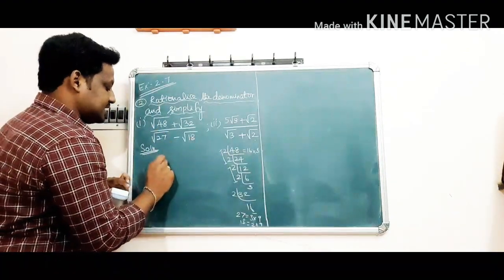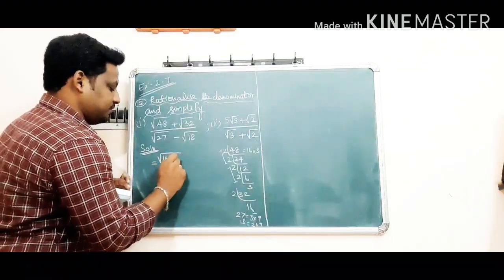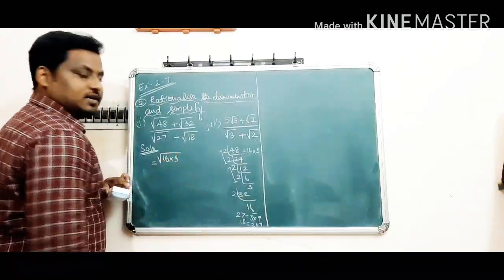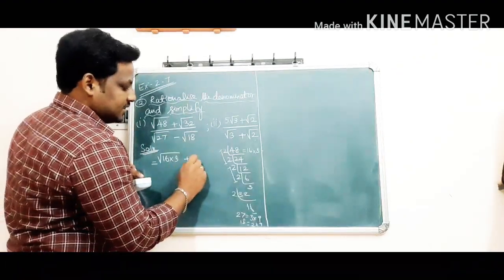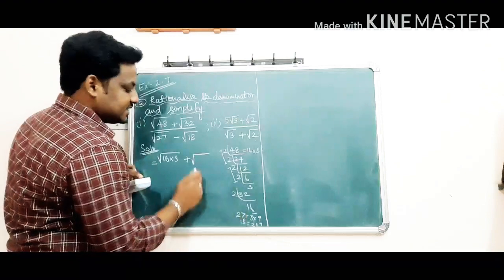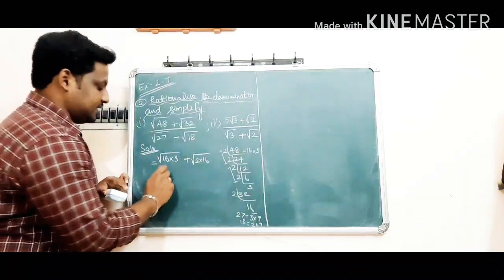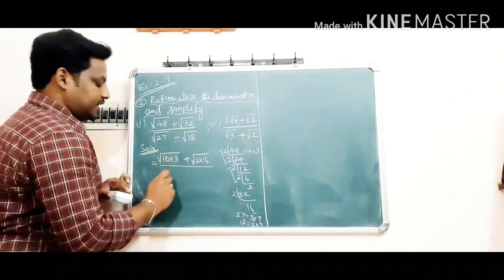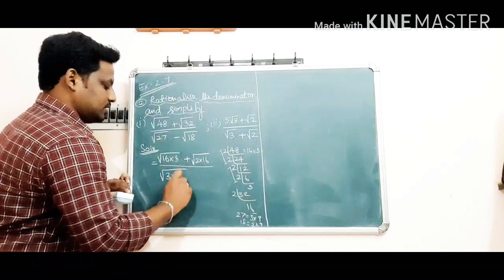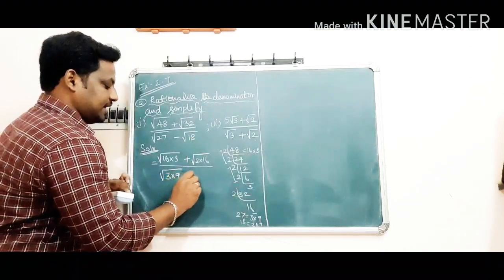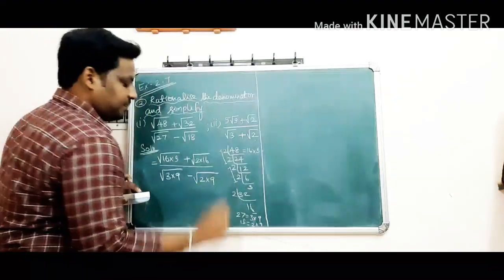What is that given as? Root 48, so you can write 48 as 16 into 3, plus root 32, we can write as 2 into 16, divided by root 27 should be written as 3 into 9, minus root 18 should be written as 2 into 9.